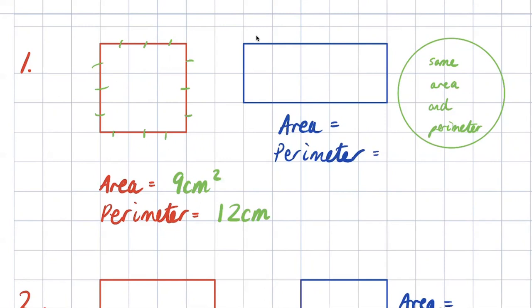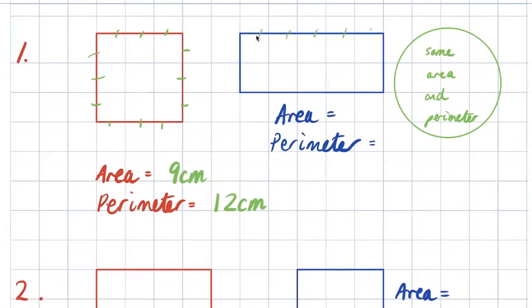For the blue shape, we have a perimeter of 1, 2, 3, 4, 5 times 2, 10 plus 4. So this has a perimeter of 14 centimeters. And the area, the amount inside the shape, is 10 centimeters because it is 2 times 5. And that's squared. We must remember to put our squared symbols on. So again, this is not the case. So we have not found two shapes or any shapes that have the same area and perimeter.